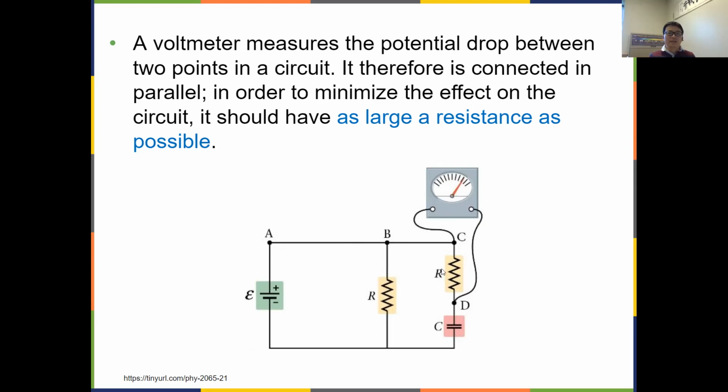In that sense, the voltmeter is typically not as easy to burn as compared to the ammeter. Just keep in mind, a voltmeter is always parallel to the particular element whose voltage difference across the two terminals you are interested in.